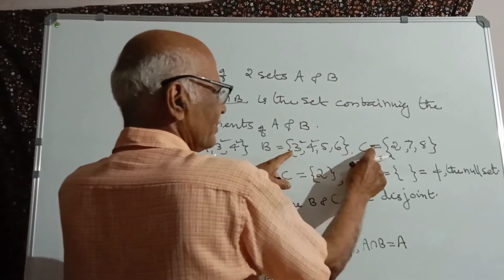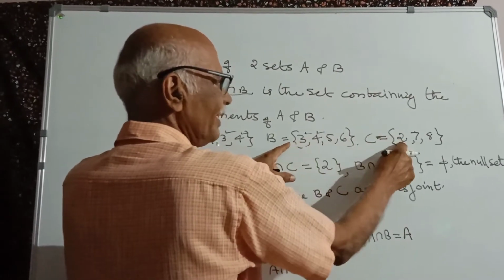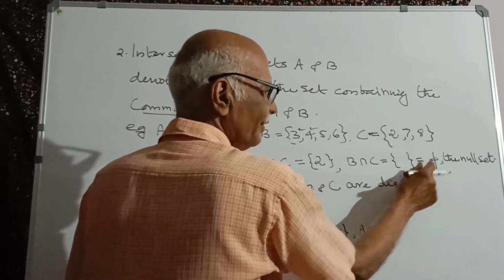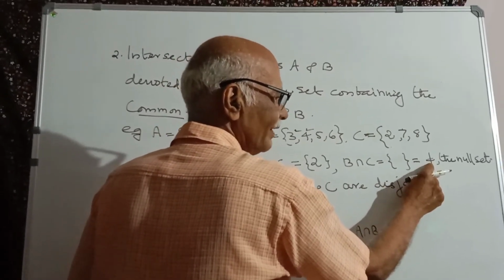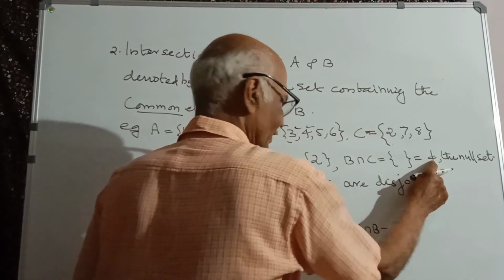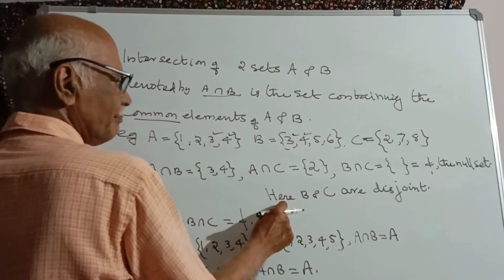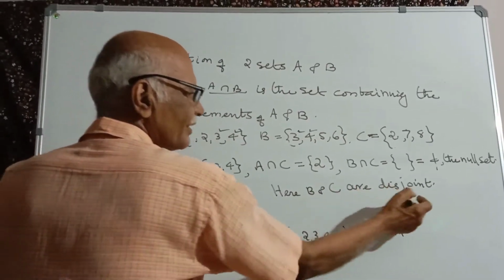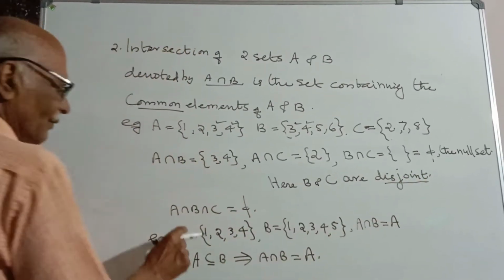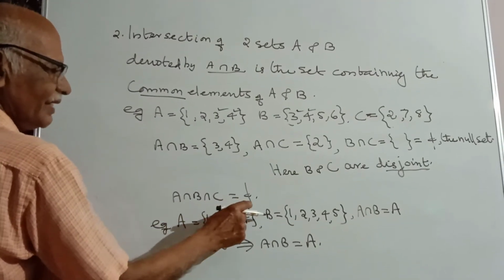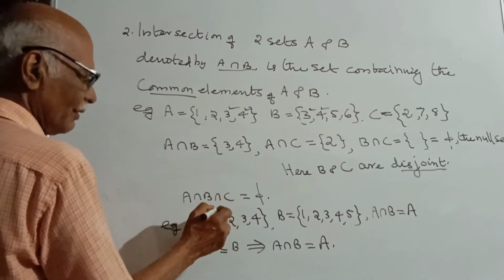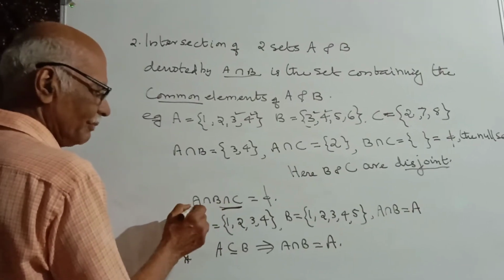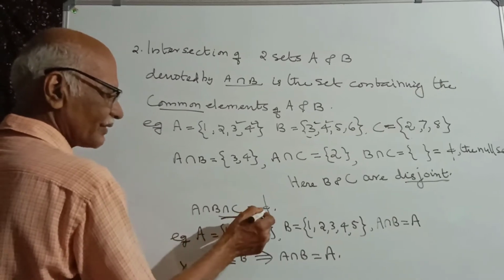Now B intersection C, there is nobody who is common for B and C. So B intersection C is the null set. There is nobody. It is denoted by the letter phi. So this is the symbol for null set. Now we say B and C have no common elements and we say B and C are disjoint. Now A intersection B intersection C is also null because B intersection C is null. So with a null set, if somebody else comes, again the intersection is null.